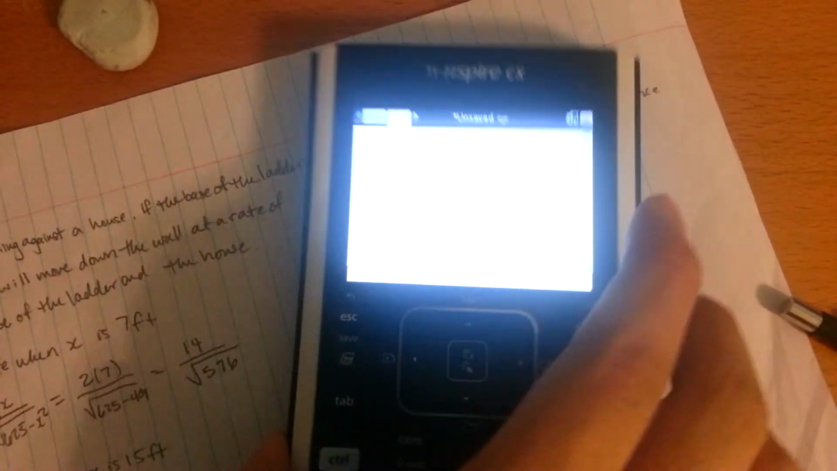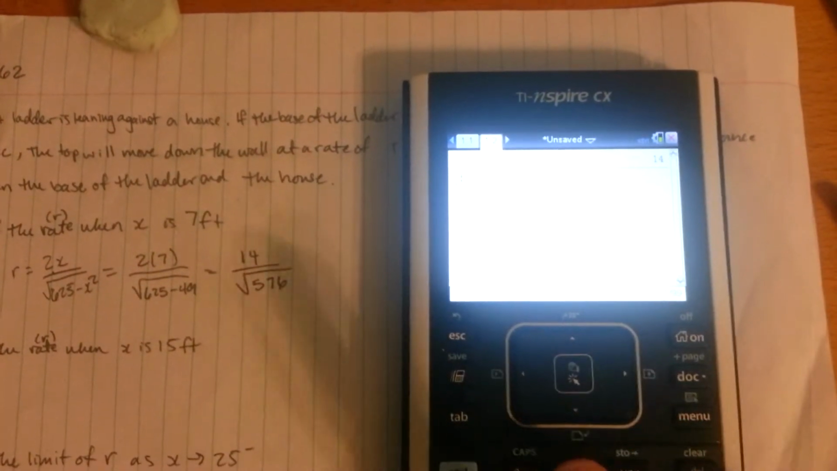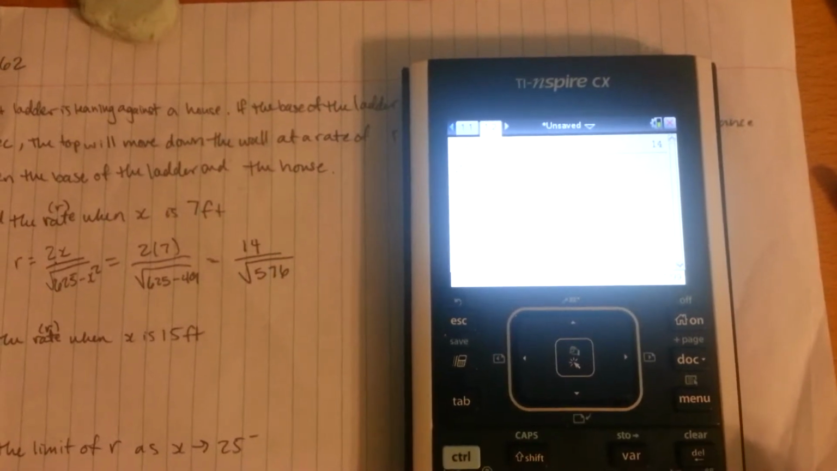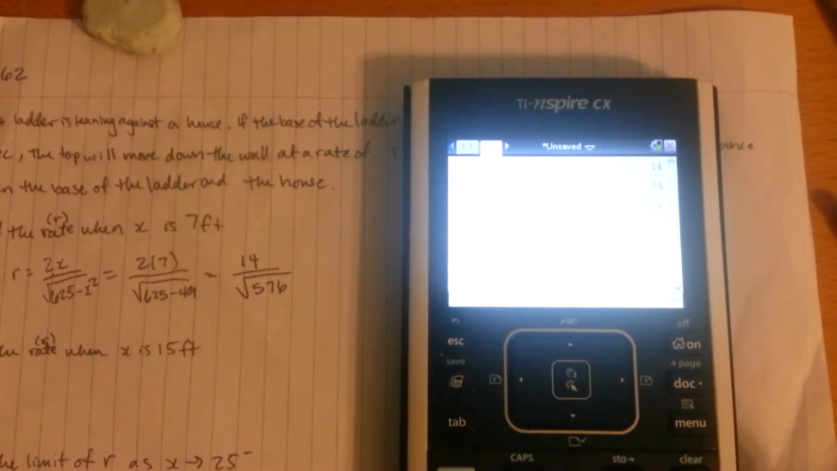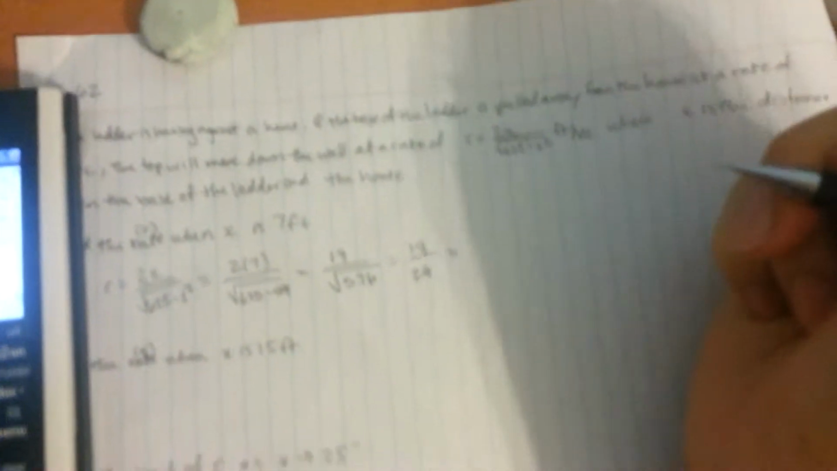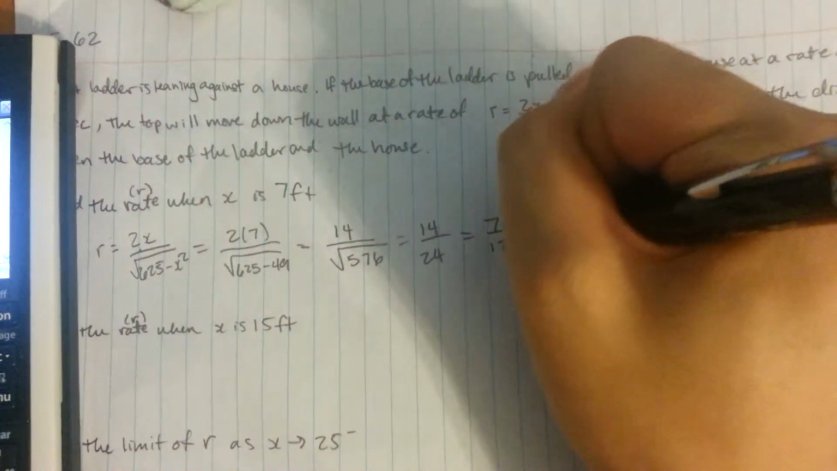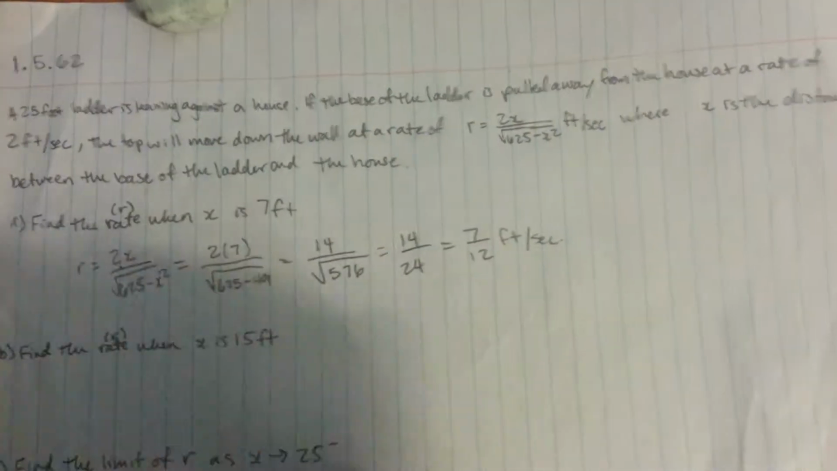I have a calculator here. Just gonna do the simple calculation. 2 times 7 is 14, of course, over the square root of 625 minus 49, which is 24, which is indeed the square root of 576. So 14 over 24 is 0.583333. You can't really see it, but it is. So it equals 14 over 24, which equals 7 over 12 feet per second when x is 7 feet.